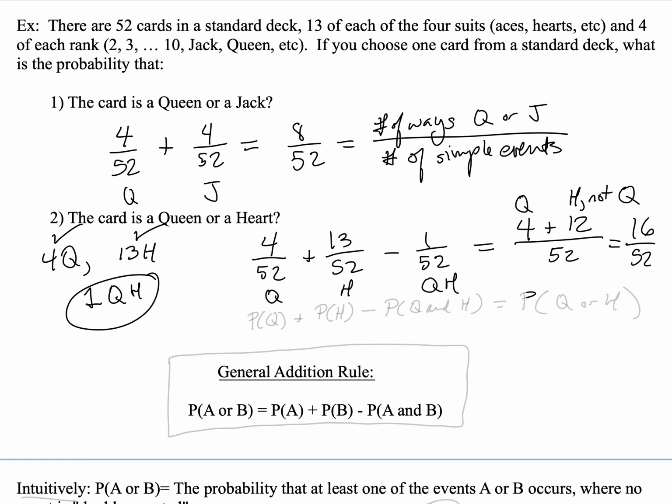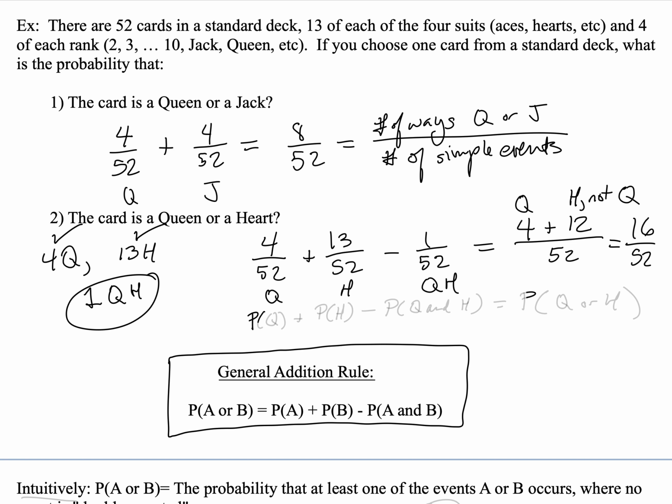So this leads us to our statement of the general addition rule, that the probability that A or B or both occurs is equal to the probability that A occurs plus the probability that B occurs minus the probability that both A and B occur.